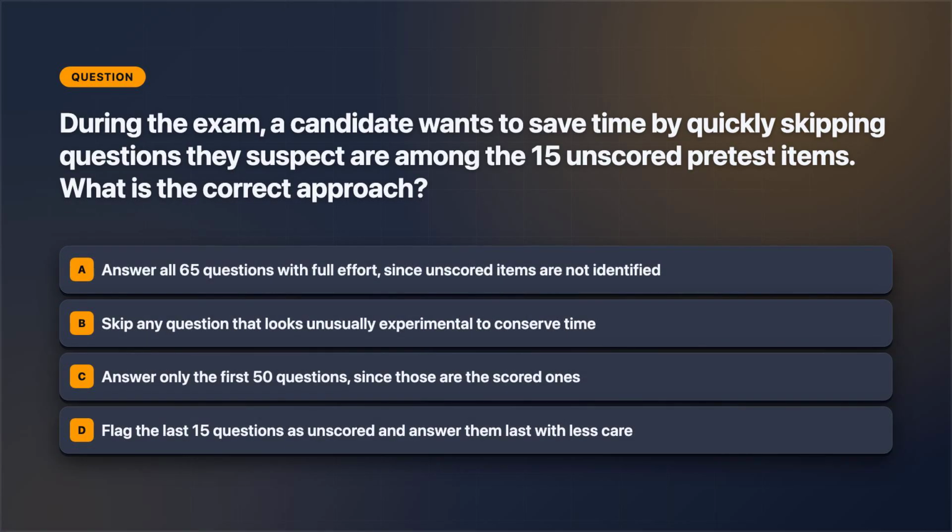Question 1. During the exam, a candidate wants to save time by skipping questions they suspect are among the 15 unscored pretest items. What's the correct approach? Option A, answer all 65 questions with full effort, since unscored items are not identified. Option B, skip any question that looks unusually experimental. Option C, answer only the first 50 questions, since those are the scored ones. Or option D, flag the last 15 questions as unscored and answer them with less care. Lock in your answer before I give it away.